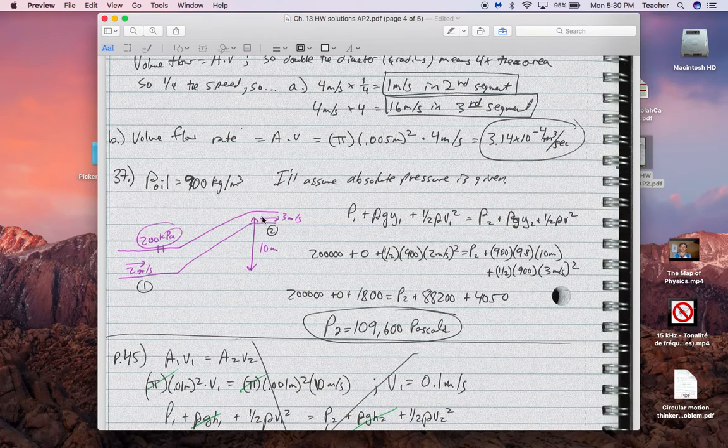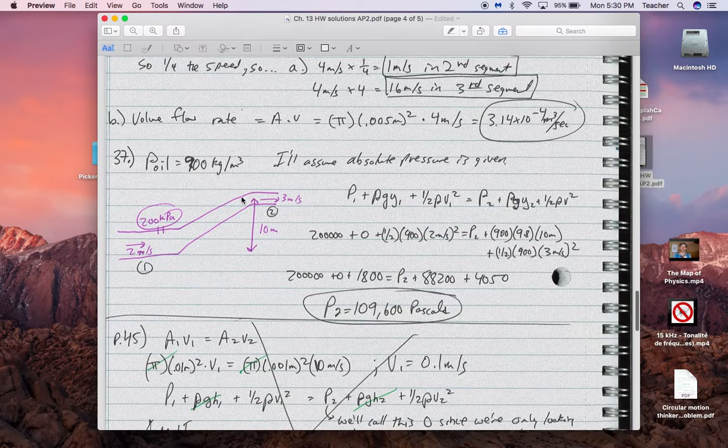A lot of times what they'll do is they give you a cross-sectional area up here and down here, and then you'd have to figure out the speed up here, and then you can figure out the other things as well. But in this case, they pretty much gave you all the information: density, height, speed, stuff like that. So the pressure up here is going to be less. It's around 110,000 pascals. Hopefully that makes sense.